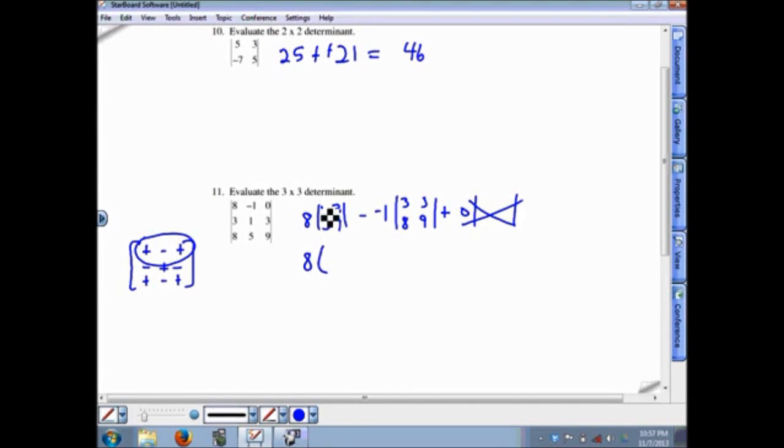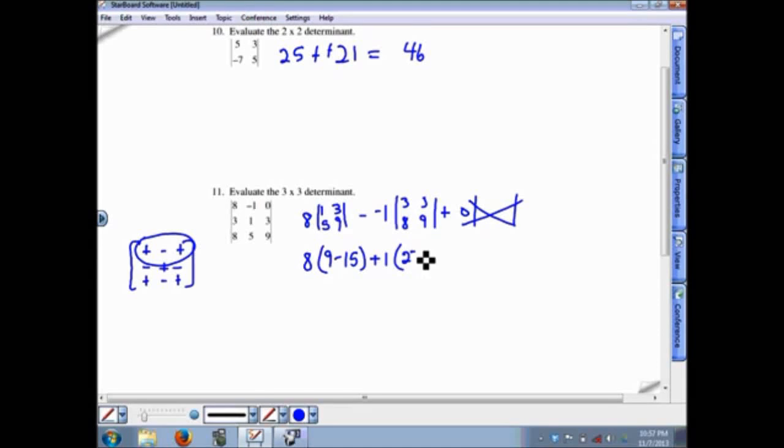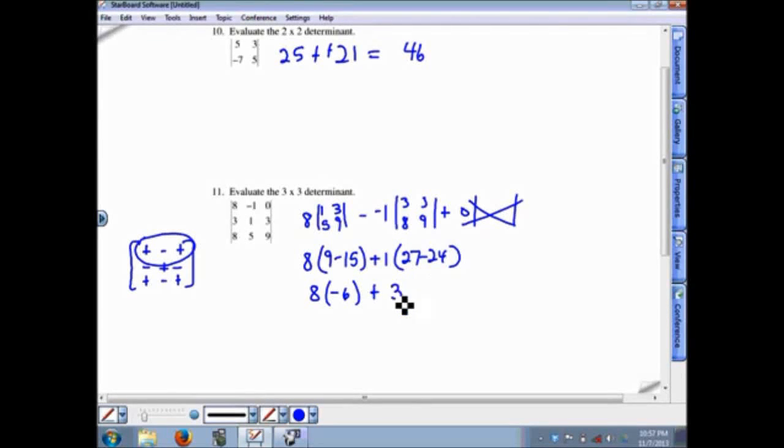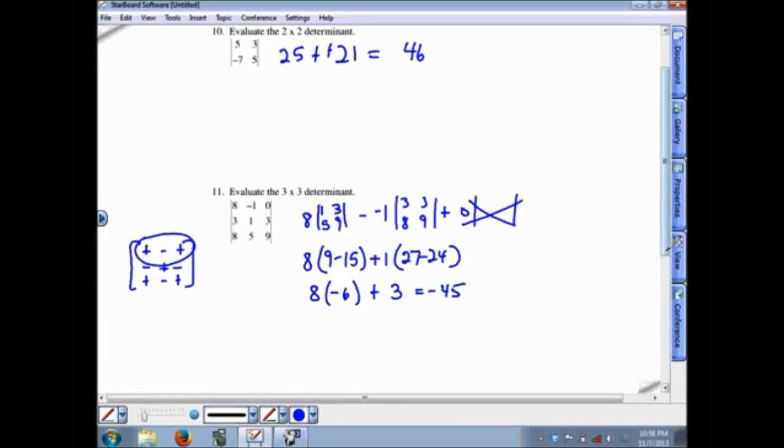So this becomes 8 times the determinant 9 minus 15. And over here, minus negative 1 is equal to plus 1, and this is 9 times 3, which is 27, minus 24. 9 minus 15 is negative 6. It's 8 times negative 6. And then 27 minus 24 is 3. 8 times negative 6 is negative 48. Plus 3 is negative 45.